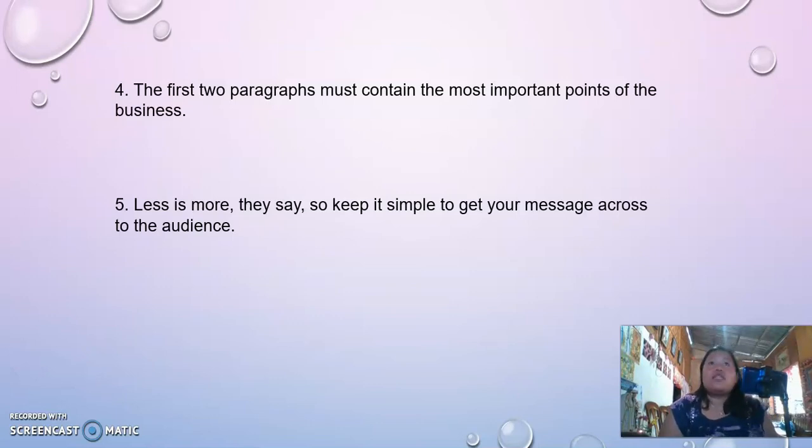Then, fifth, less is more, they say. So, keep it simple to get your message across to the audience. Keep it simple and safe. The more you put in, the more it will create chaos. So, less is more. Put in only a little information, so it is safe and simple.